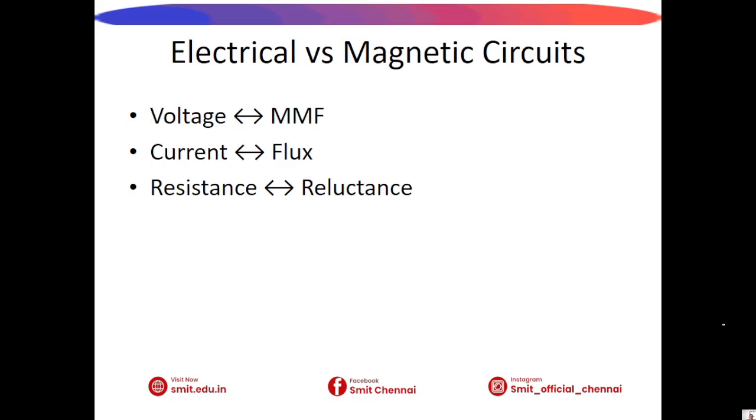Next, we see electrical versus magnetic circuits. There is a strong analogy between electrical and magnetic circuits. In electrical circuits, the voltage drives current, and resistance opposes current. In magnetic circuits, the MMF drives magnetic flux, and reluctance opposes magnetic flux. Understanding this analogy helps us analyze magnetic circuits using concepts already familiar from electrical circuit theory.